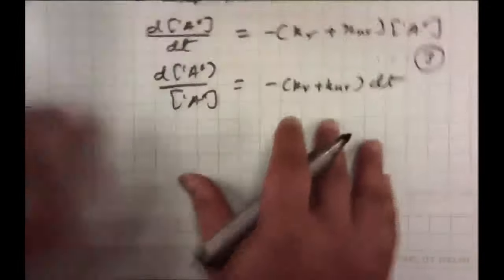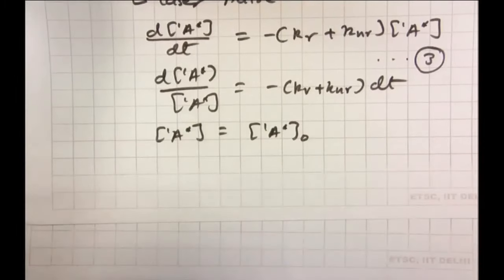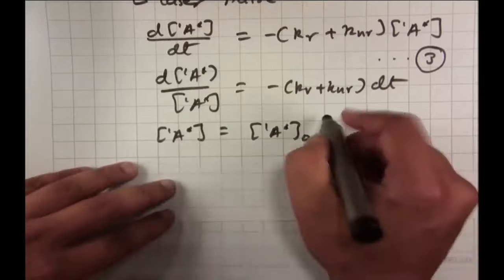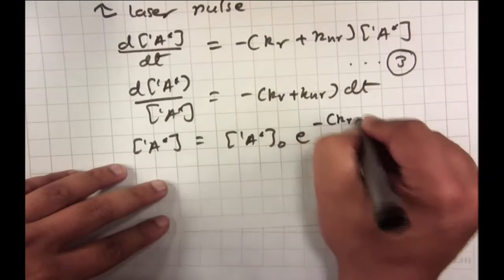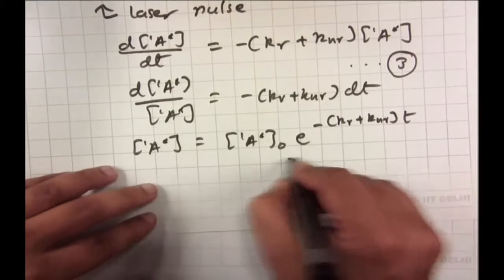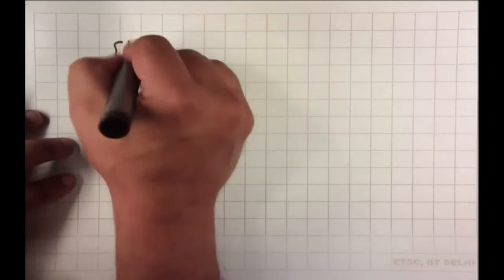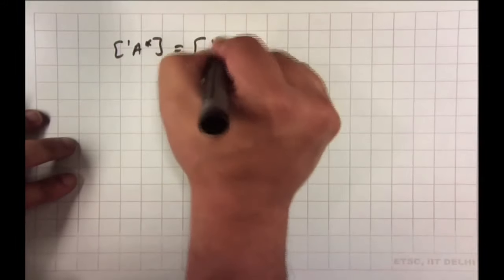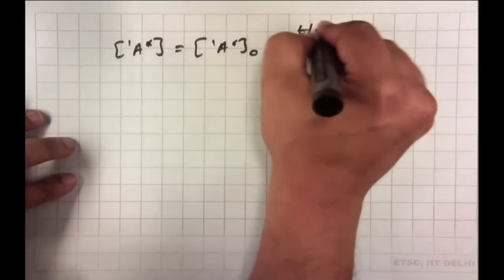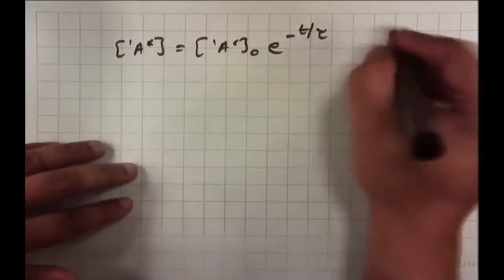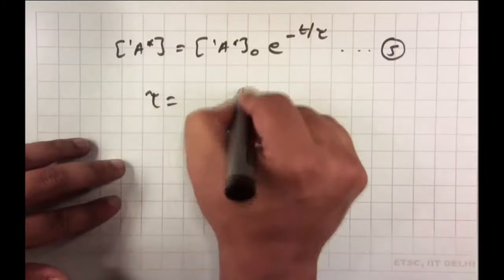Okay. So, then I can write 1 A star is equal to, after integrating, 1 A star 0, that means this is the concentration of molecules you have in the excited state at t is equal to 0, the moment you have done the excitation, times e to the power minus k r plus k n r t. This is equation number 4, right. This is just an exponential decay, because that is how you set it up, right. Now, I can rewrite this equation as 1 A star is equal to 1 A star 0 e to the power minus t by tau, let this be 5, where tau is equal to 1 by, what is tau equal to?